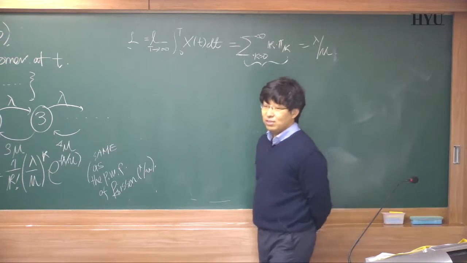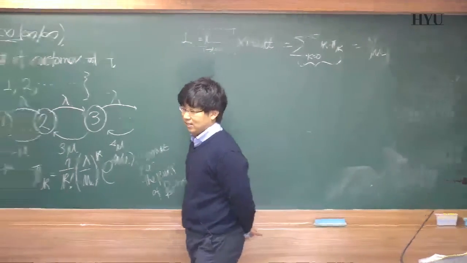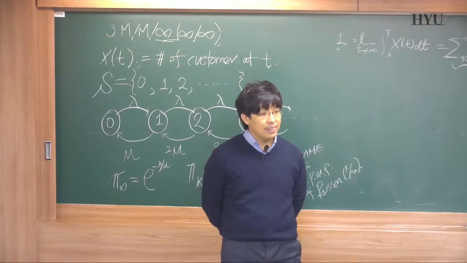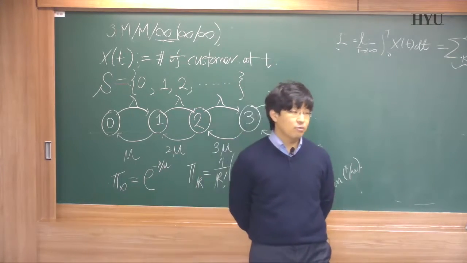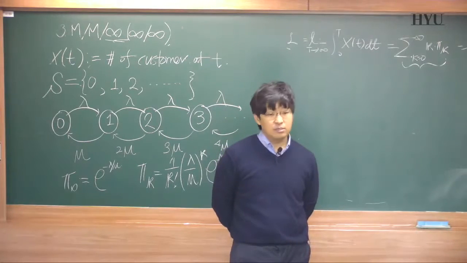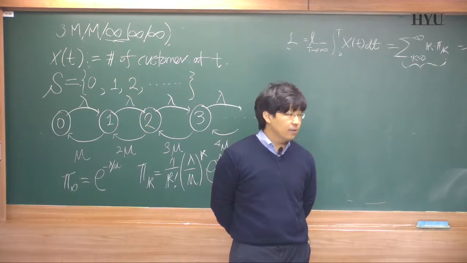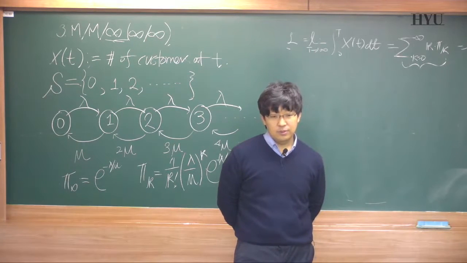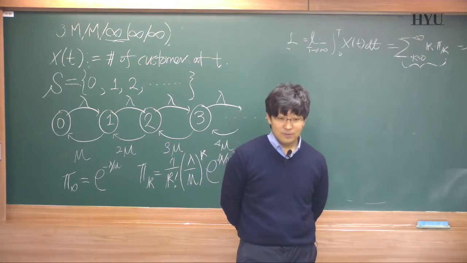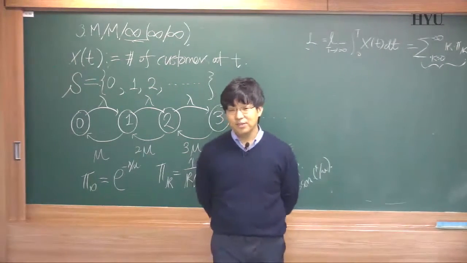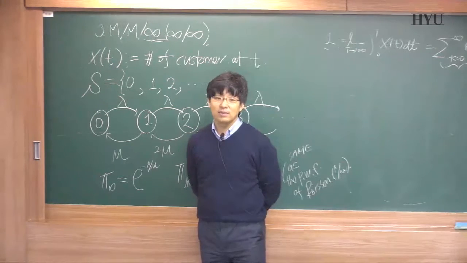Let's think about stability. Stability, okay? If lambda is 10 customers per hour, and mu is 1 customer per hour, is it stable or not? Unstable? Really? What do you think? Unstable means the system explodes.